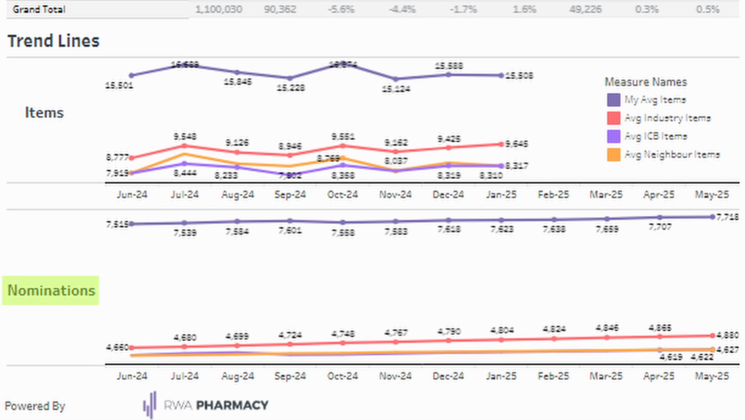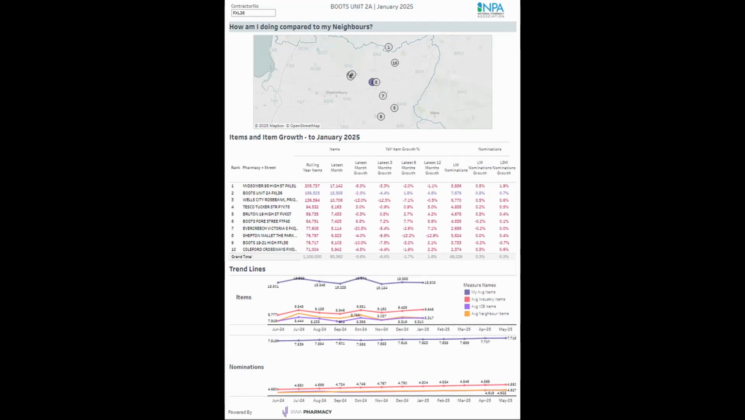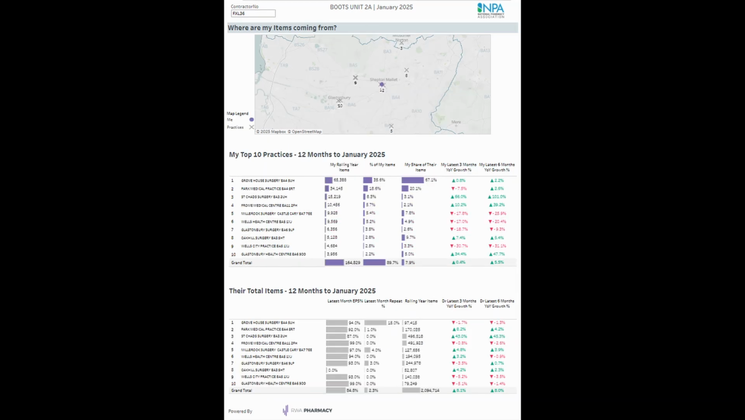Below that, you'll see your nominations trend, which tracks how many patients have chosen your pharmacy as their nominated dispenser. You can see how you're performing in terms of nomination volume and growth compared to local competitors. Use this page to assess how competitive your position is in the local market and whether you're gaining or losing ground over time.